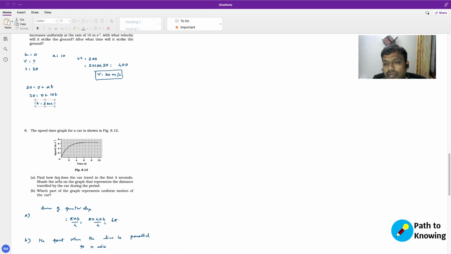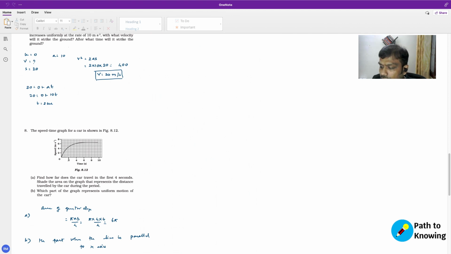Now, to answer the first question, how far does the car travel in the first 4 seconds? We know that when you capture on a speed time graph, the area under this particular line or curve is what will give you the total distance or the magnitude of displacement covered by that particular car. So in this case, your area is going to be from here till somewhere here. This is the area that will tell the distance traveled by the car in 4 seconds.